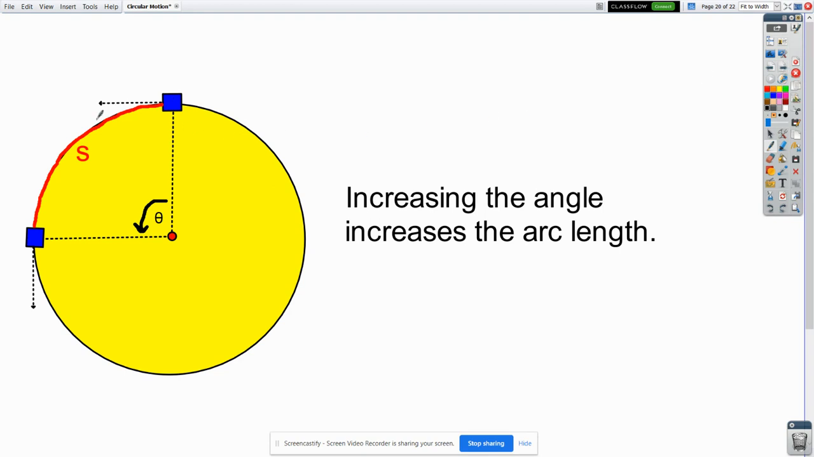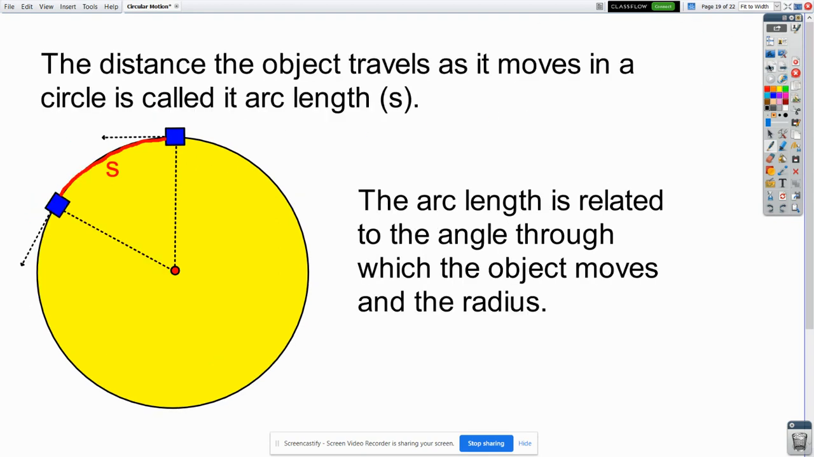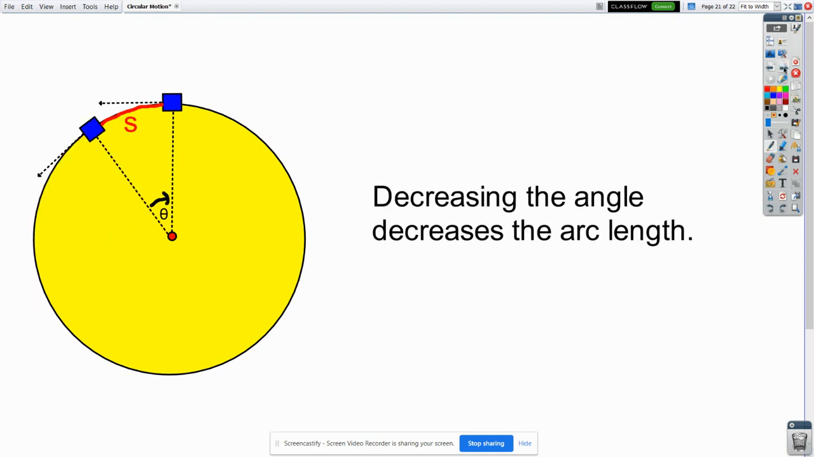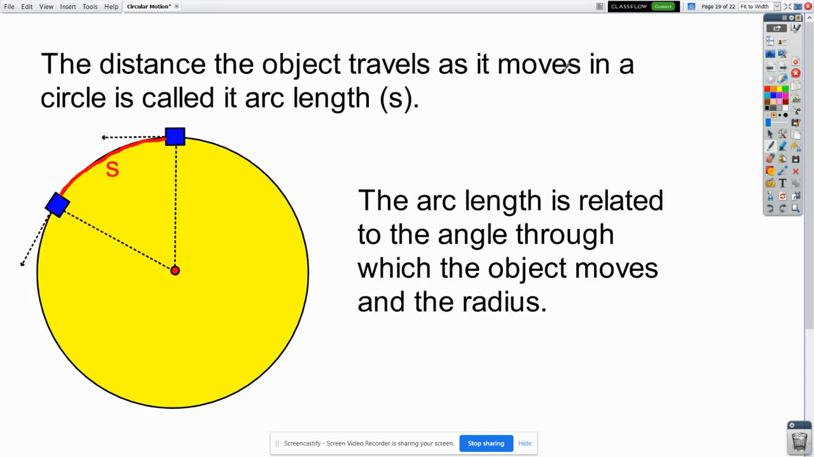If I increase the angle, I increase the arc length. So what I did here is I moved this object further around the circle counterclockwise. I increased my angle. And as I increased my angle, my arc length also increased. So increasing the angle that the object moves through will increase your arc length. Decreasing the angle will decrease your arc length. So I moved through a smaller angle. I reduced the angle from the original one.